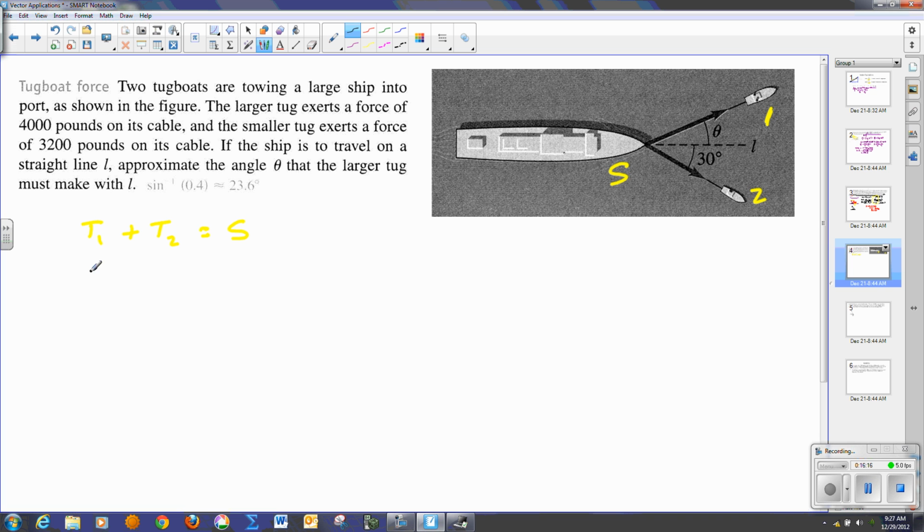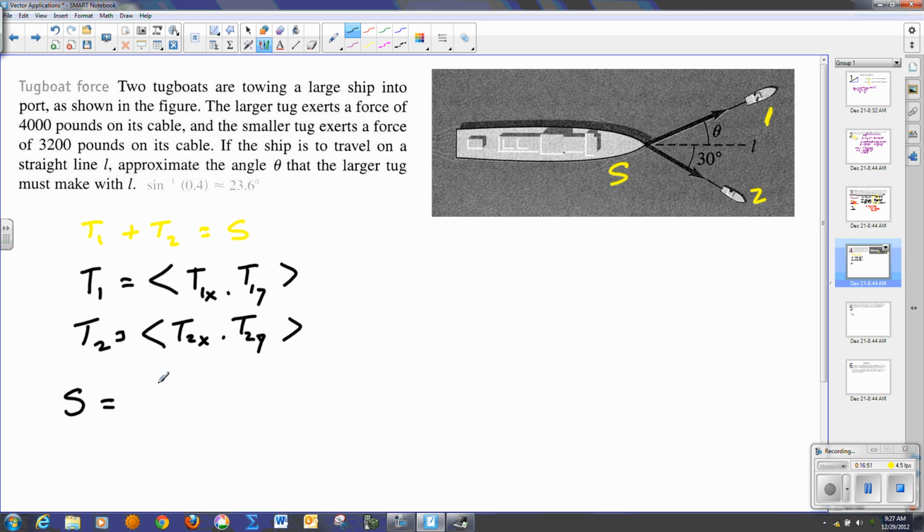All right, so that's going to be given as a vector with x and y coordinates. And the second tug is going to have x and y coordinates, or vertical and horizontal components. And that's going to equal the ship and its x and y components.